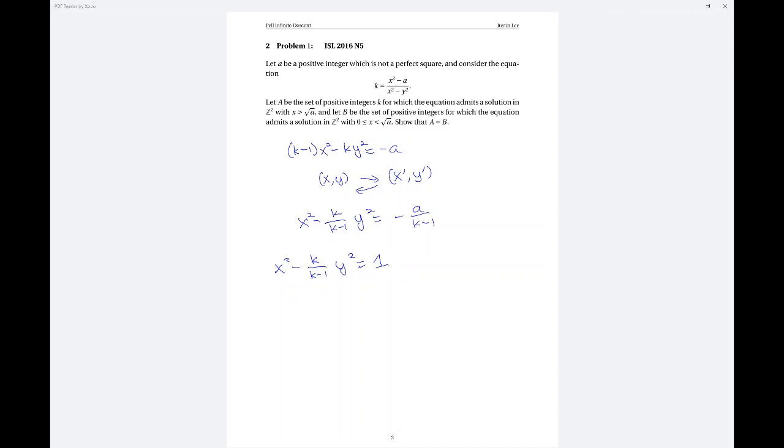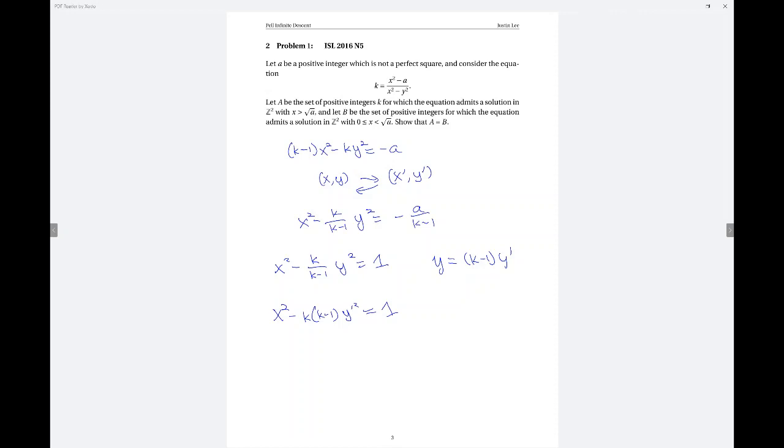Well, we can hope, because since we're just trying to find a solution, not all solutions, we can just assume that k minus 1 divides y. That way, this term will certainly be an integer. So exploring to see if we have a solution, let's write this instead as y equals (k minus 1) times y prime. So this becomes x squared minus k times (k minus 1) times y prime squared equals 1. And now the solution becomes quite clear.